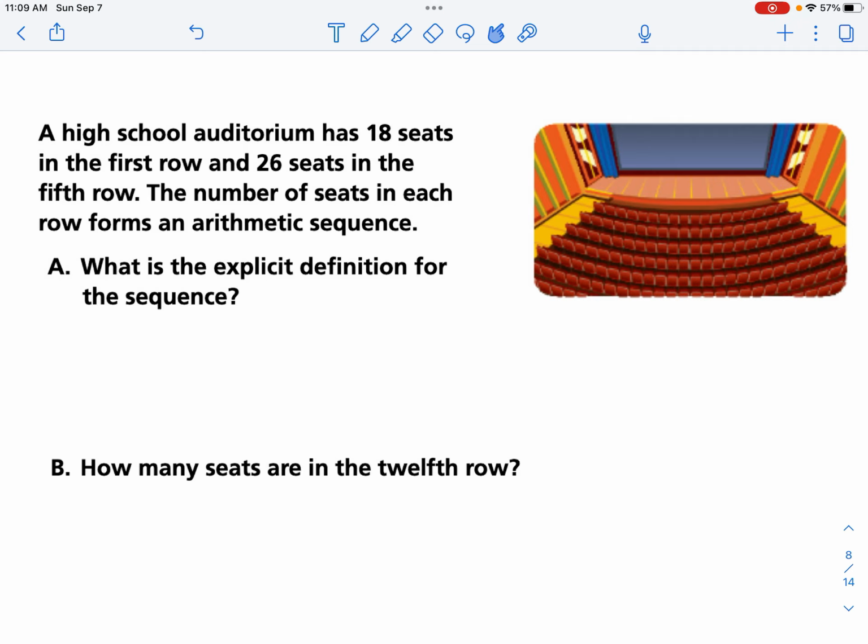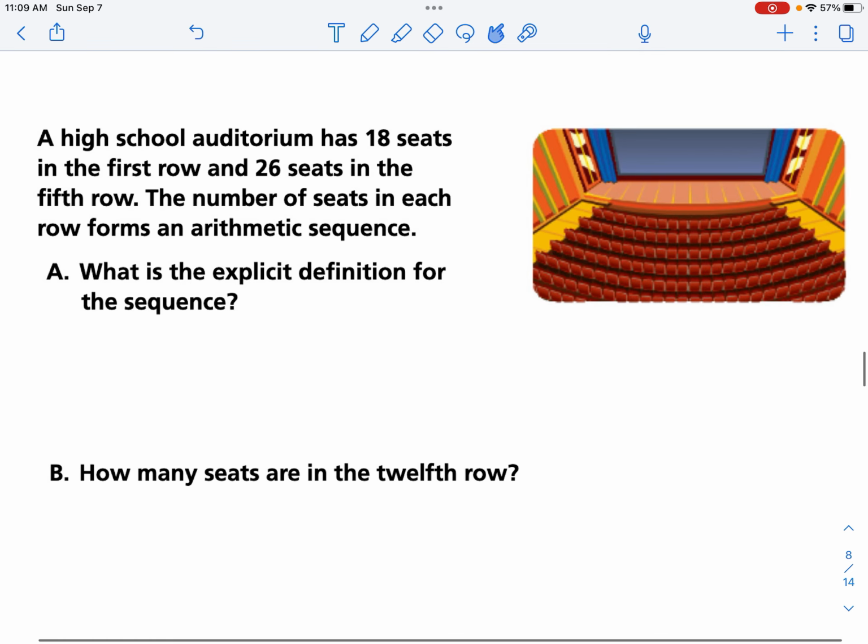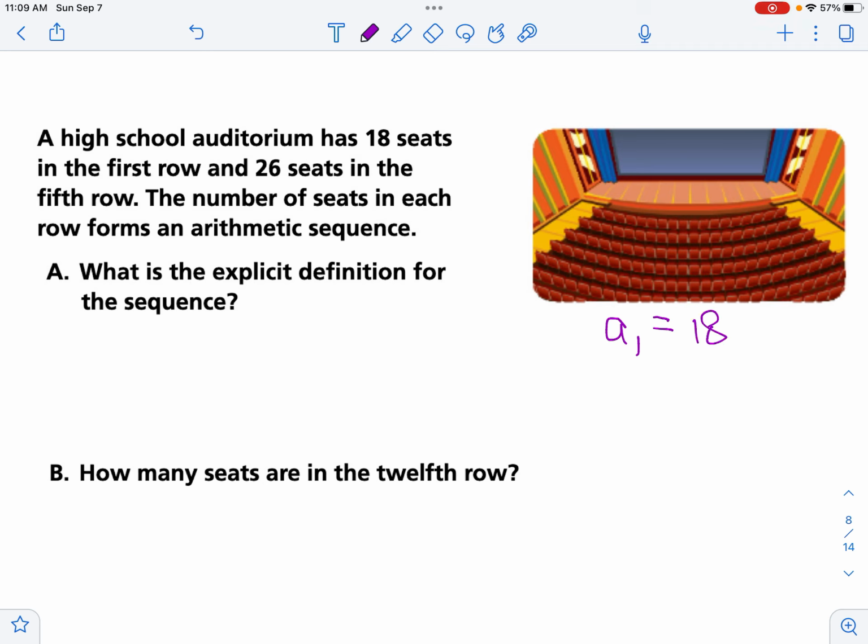Okay, so if the first row has 18, we know that's a fancy way of saying, hey, I know a sub 1 in this sequence is 18. I also know that the fifth row has 26 seats. So I can do similarly to what I did in the previous problem.